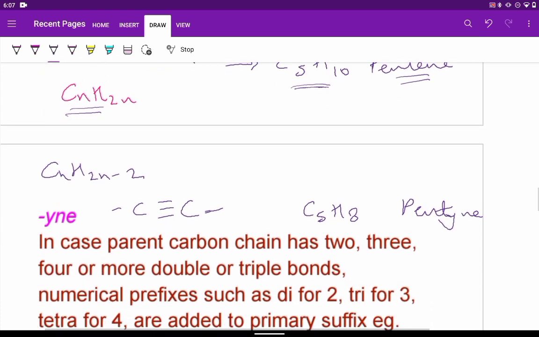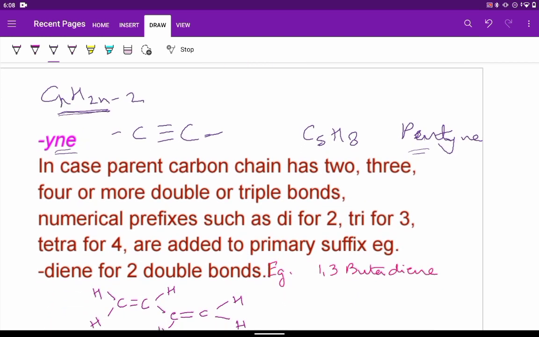Next is the third one, yne. If there is a triple bond between 2 carbon atoms, the primary suffix yne will be used. As in the case of pentyne, the name suggests that the word root pent means there will be 5 carbon atoms. Since it is yne, 1 triple bond should be there. This is the general formula for alkyne, CnH2n-2.